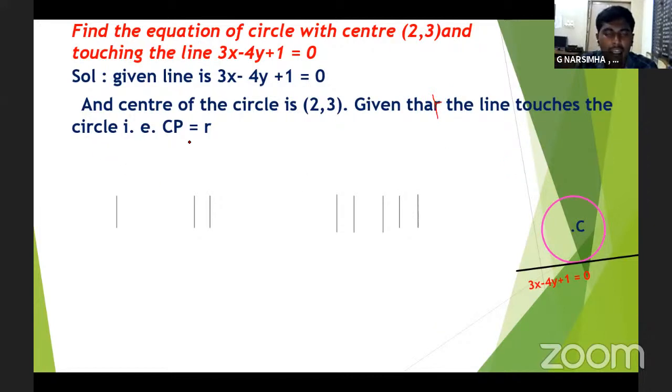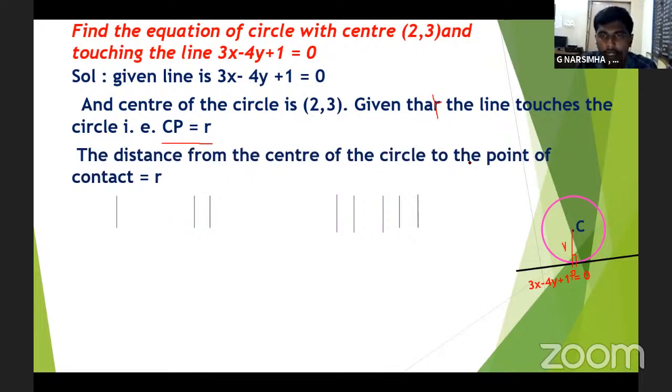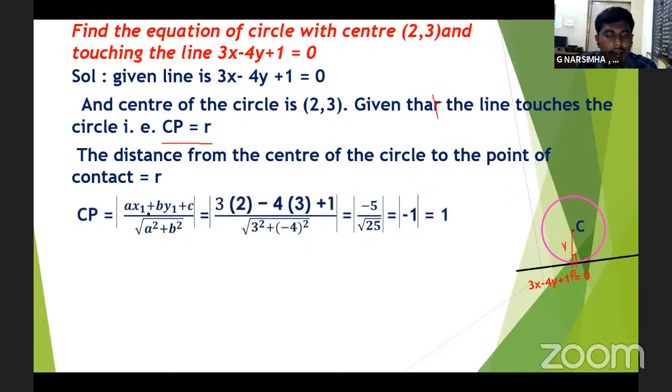the line touches the circle, that means perpendicular distance from center of the circle to the line, that is CP. Okay, here I am assuming point of contact is P. Here the center of the circle is C, then CP is equals to R. Therefore CP is equals to, as you know already, the distance from center of the circle to the point of contact is equals to R. Here the formula is the distance from center of the circle to the line, that is ax1 plus by1 plus c by root over a square plus b square.